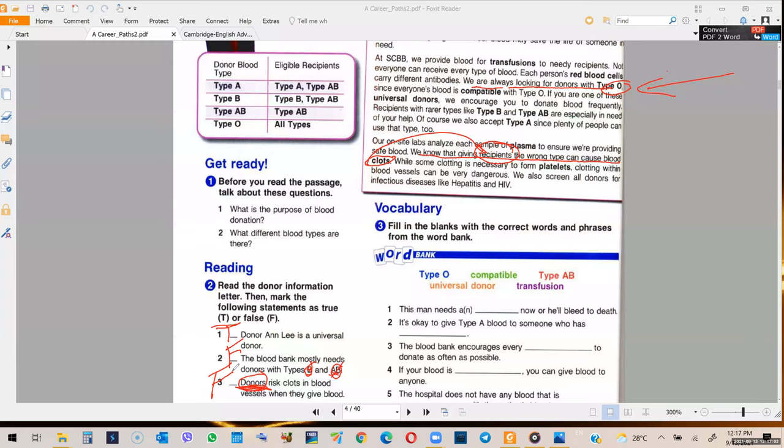Now, we have some vocabulary. So we have type O, compatible, type AB, transfusion, and universal donor.